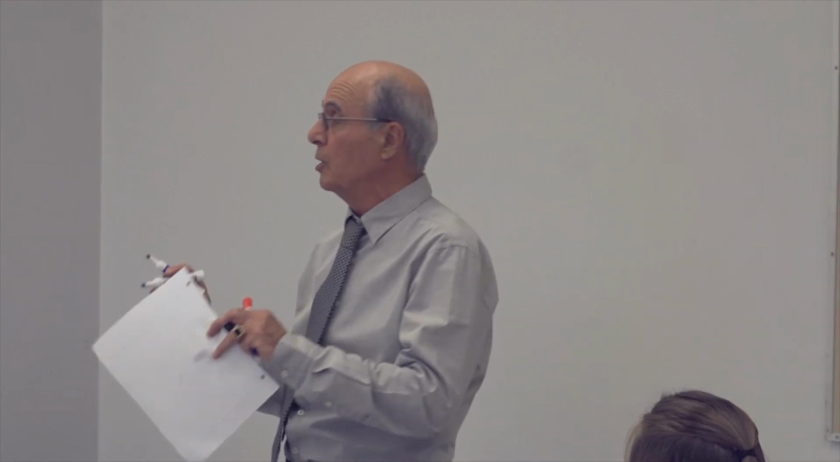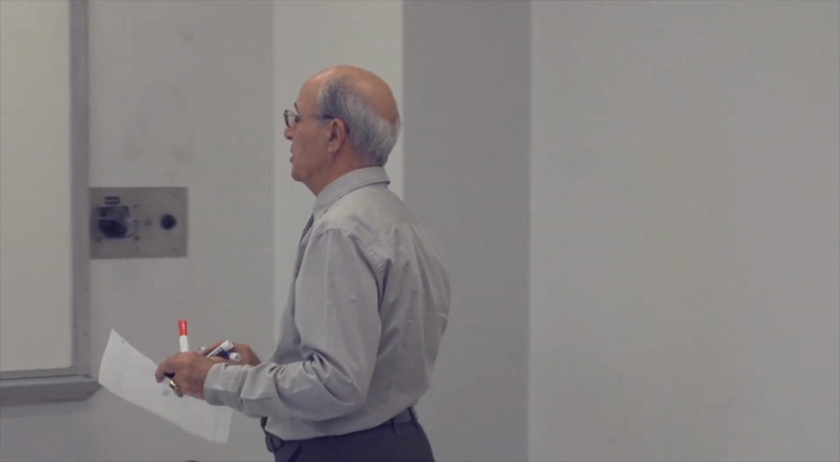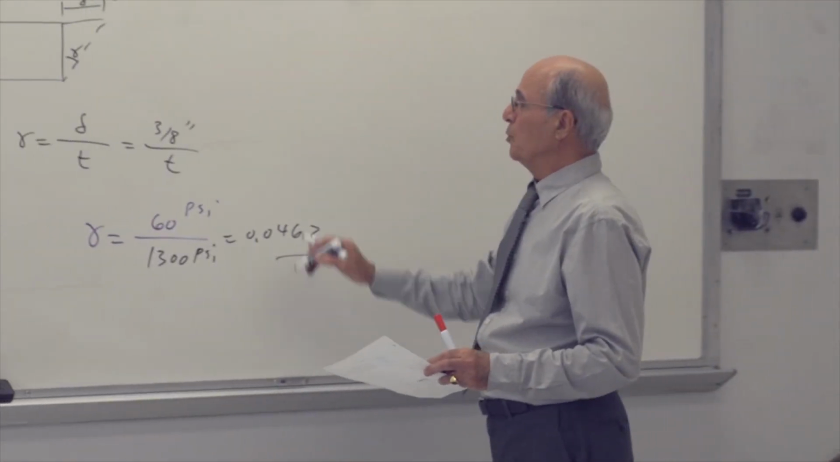Some of you are not following. Next quiz, I'm going to subtract points if you do not follow the minimum of 3-digit accuracy. Everybody understand that? No matter how big or small the number is, you have to have a minimum of 3 digits. Anyhow, that's your gamma. You put the gamma there.